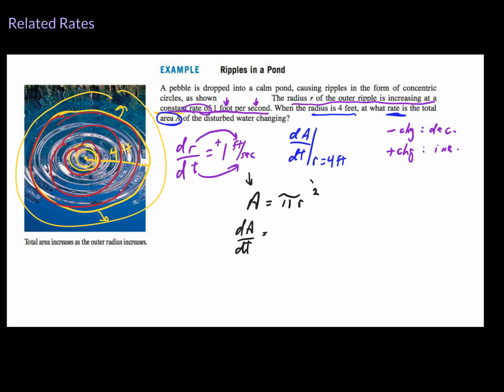Now remember, pi is just a constant, so it's just 2 times pi, which is 2 pi, and then you reduce the exponent by 1. You took the derivative of an r term with respect to time. We include a dr/dt.